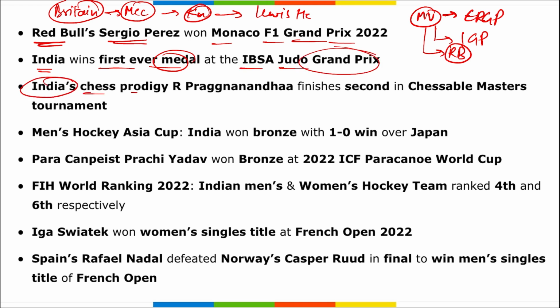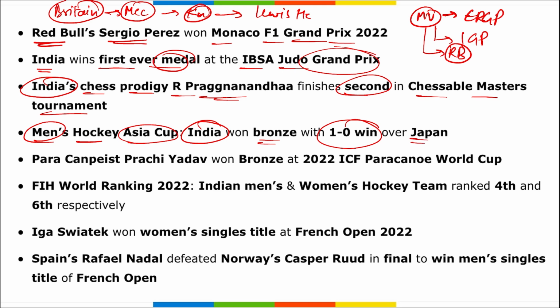Then India's chess prodigy R. Praggnanandhaa has finished second in the Chessable Masters tournament. Next, the Men's Hockey Asia Cup was held and India has won the bronze with 1-0 over Japan. Para canoeist Prachi Yadav has won the bronze at the 2022 ICF Paracanoe World Cup.